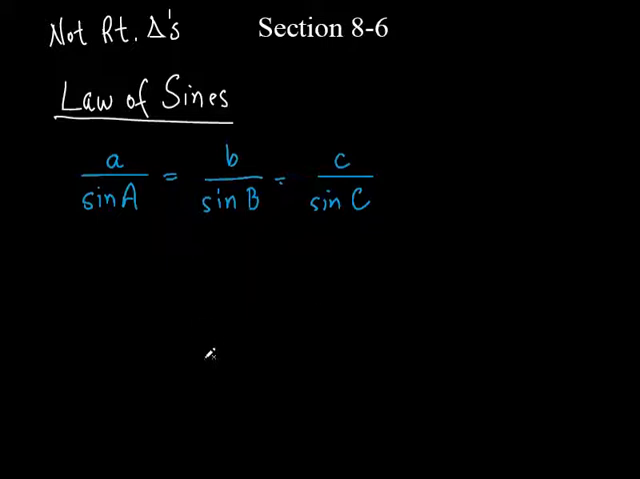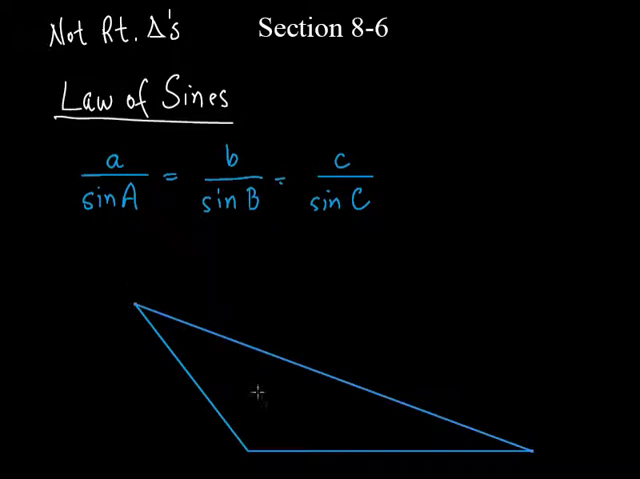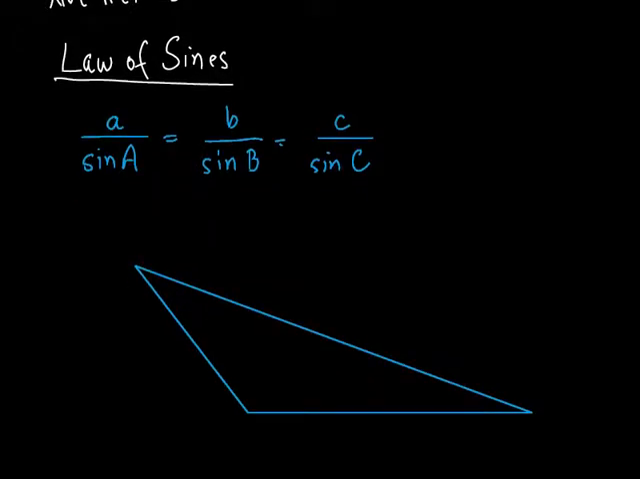Let's just draw a triangle. We'll draw a non-right triangle. So I'll draw an obtuse triangle. That's not a right triangle, is it? So there's an obtuse triangle.